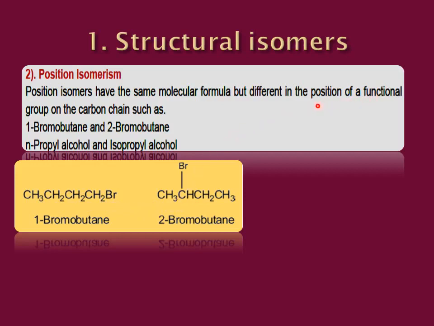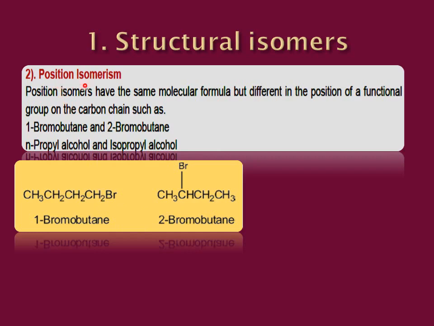In 1-bromobutane, this bromine atom is attached to the first carbon atom, that is why the name is 1-bromobutane. Whereas in the second isomer, it is attached to the second carbon atom. That is why it is called 2-bromobutane. So you can see the difference in the position of this functional group in both of these isomers. That is why it is called position isomerism.